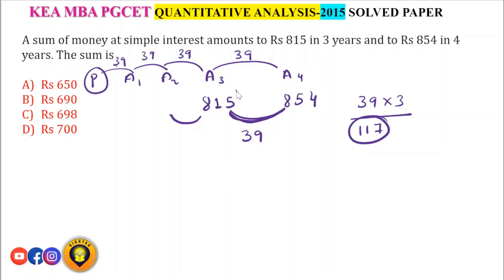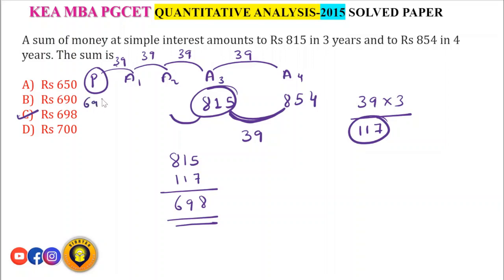Therefore, the third year total amount is given as 815. Amount minus simple interest gives the principal. So 815 minus 117: 5 minus 7 with borrowing gives 8, 10 minus 1 is 9, 7 minus 1 is 6. So 698 rupees is the principal. For 698, 39 rupees is added for the first year, again 39 for the second year, and 39 for the third year. So on the third year the amount will become 815. Got it?